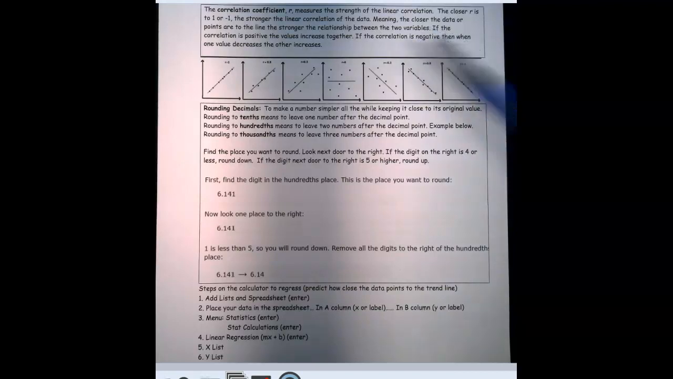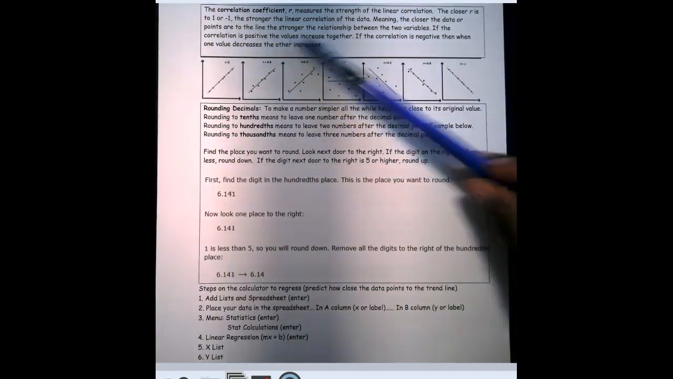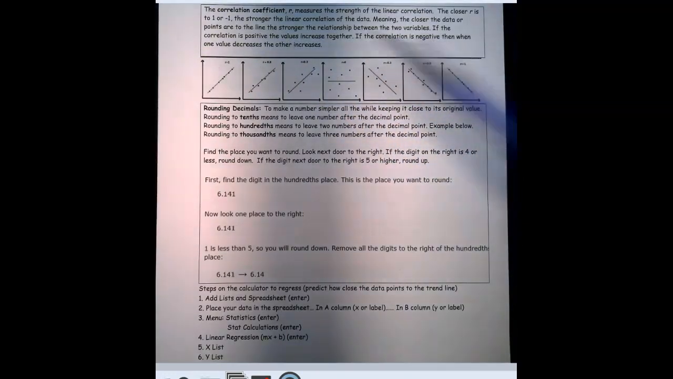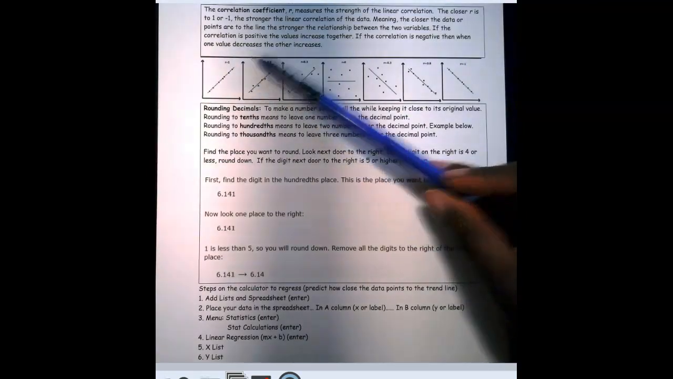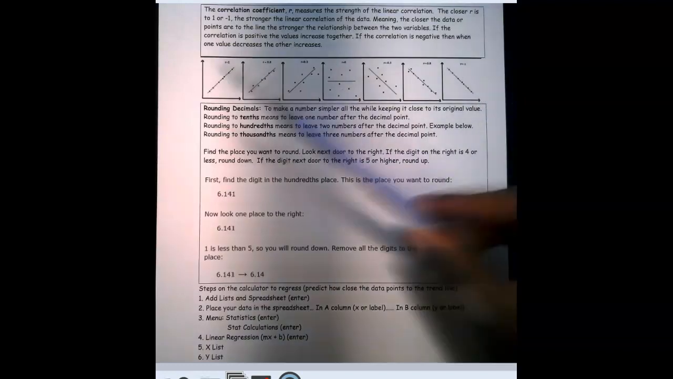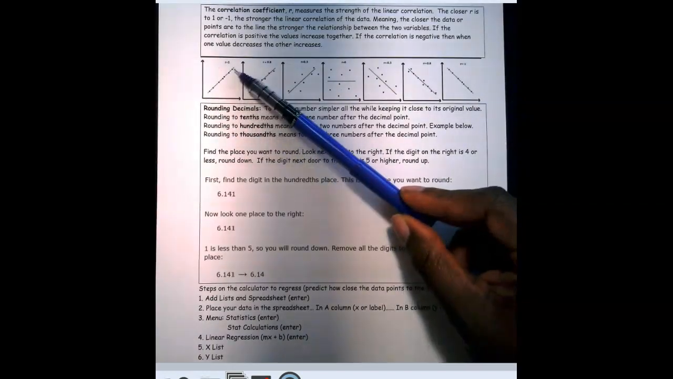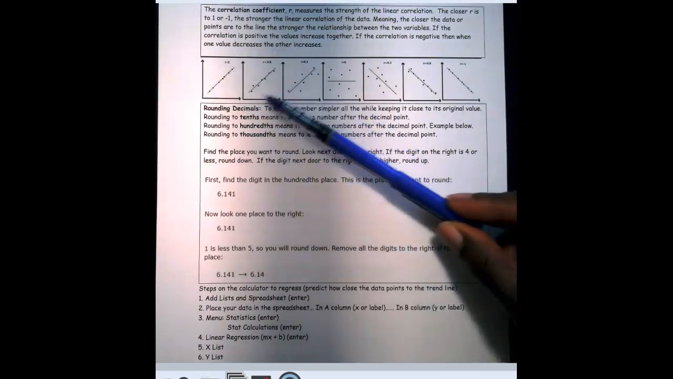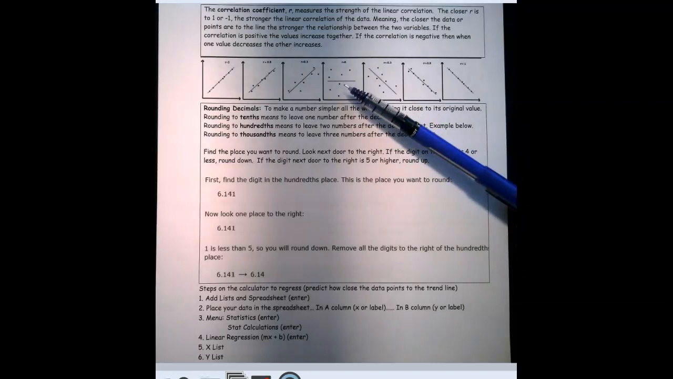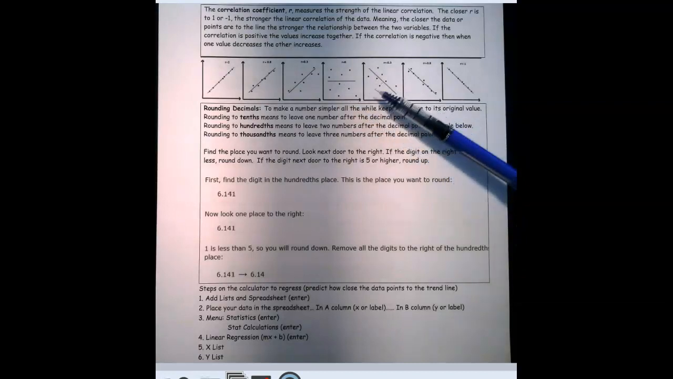So if the correlation is positive, the values increase together. If the correlation is negative, then when one value decreases, the other increases, like this. And you might be thinking, oh, miss, that kind of looks like slope. Yeah, it does. Like this line is going up, so you would say, oh, that's a positive correlation. Zero correlation, negative correlation.